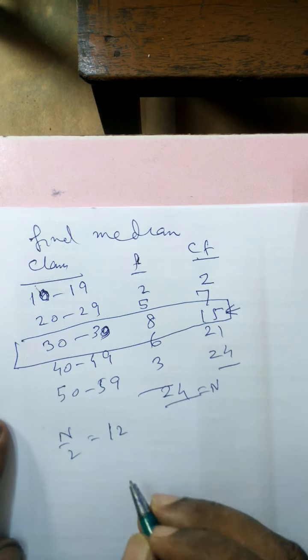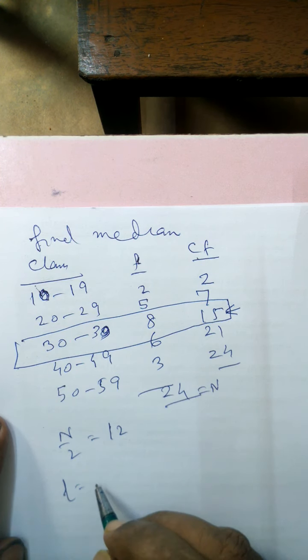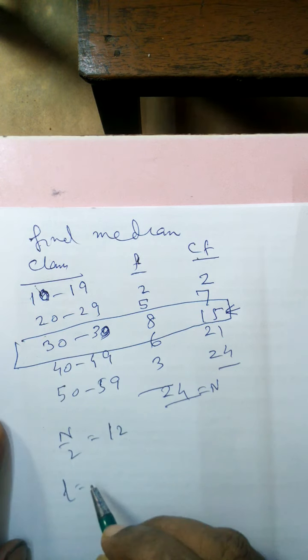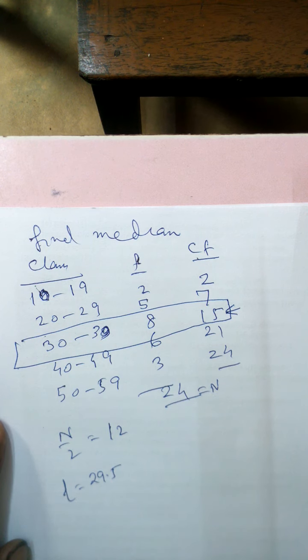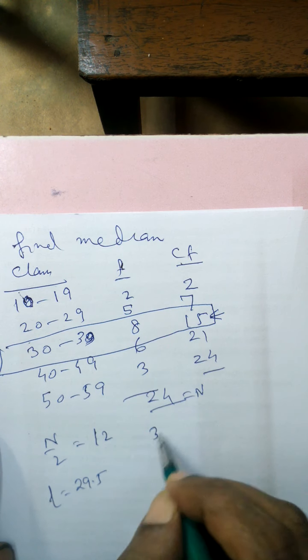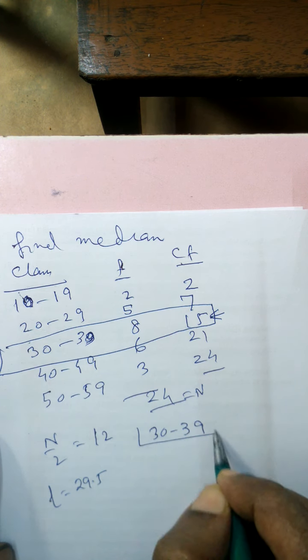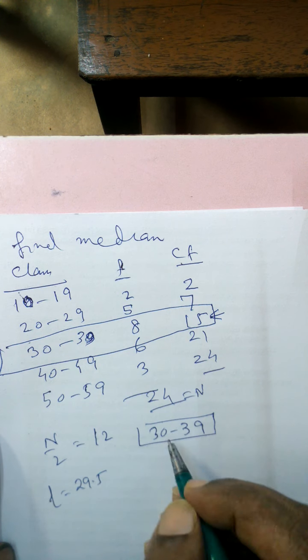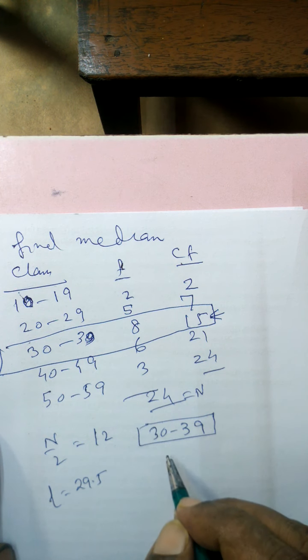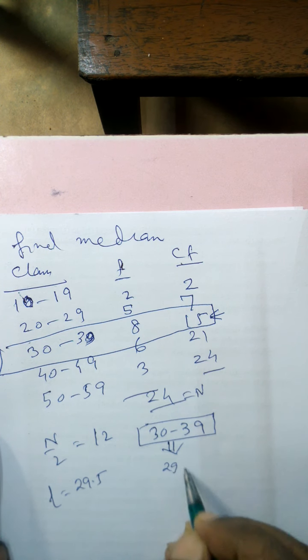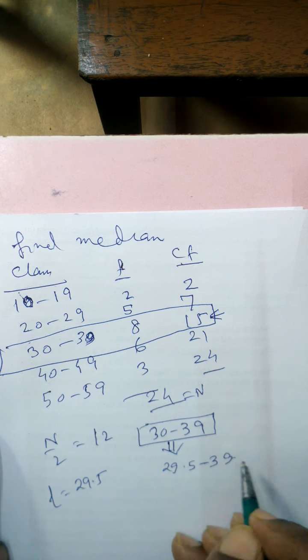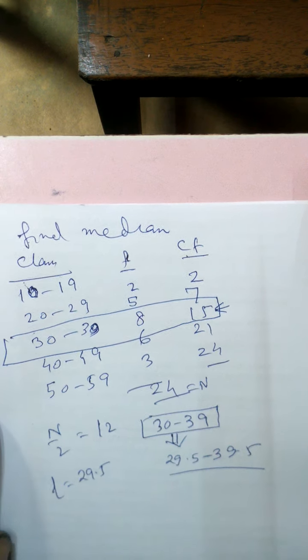So what is the lower boundary? Lower boundary is not 30. It is apparently 30, but you have to take the class boundary, that is 29.5. Why? When you see 30 to 39, this is the class limit, meaning the class interval is given in a non-overlapping pattern. We have to convert it to 29.5 to 39.5. This is the idea of class boundary.